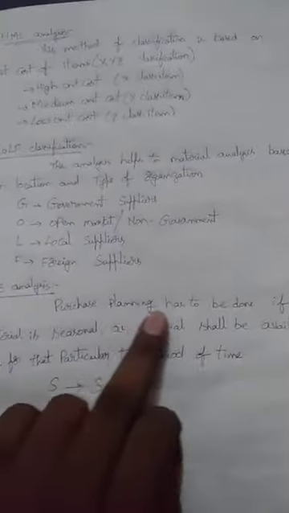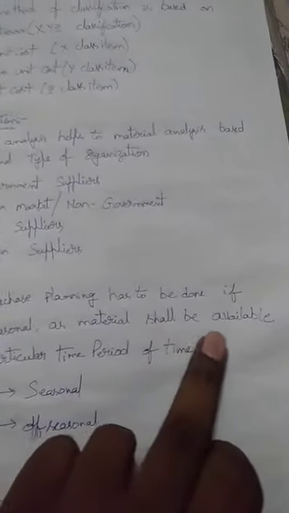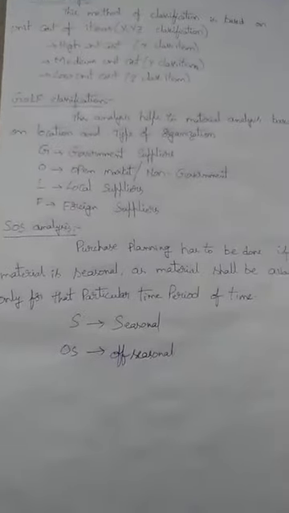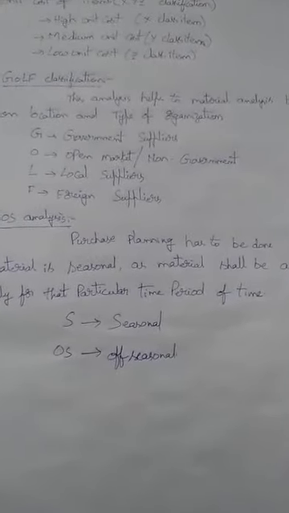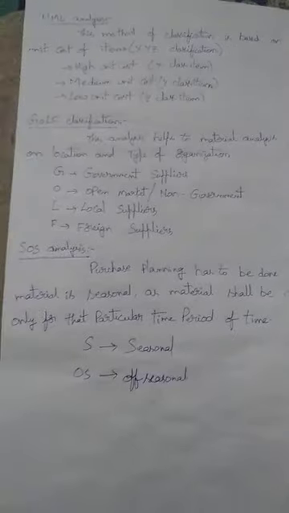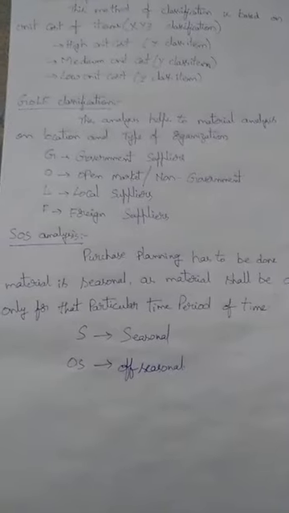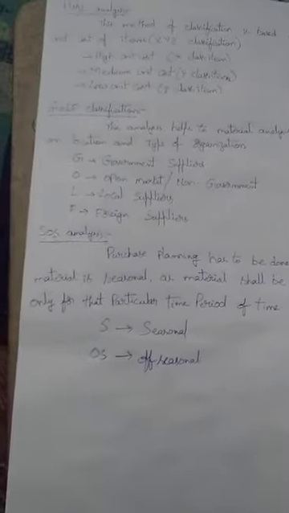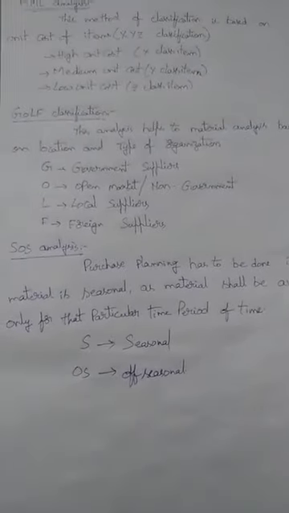Here in SOS analysis, purchase planning has to be done if a material is seasonal, as the material will be available only for a particular period of time. In that situation, SOS analysis is applied. The concept of SOS analysis is that if there is a seasonal food raw material, it is identified, and they measure how much quantity is required throughout the production in a year. So they collect the total product, store it, and use it as per necessity from the market demand. This SOS analysis is applicable mostly to food suppliers and food-oriented industries.